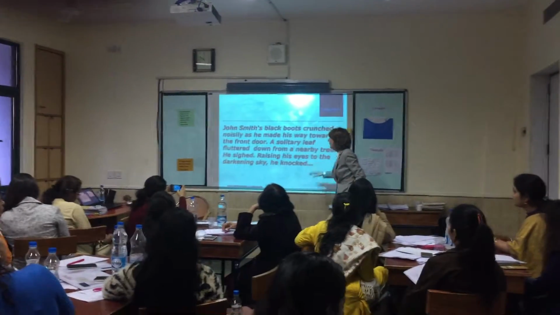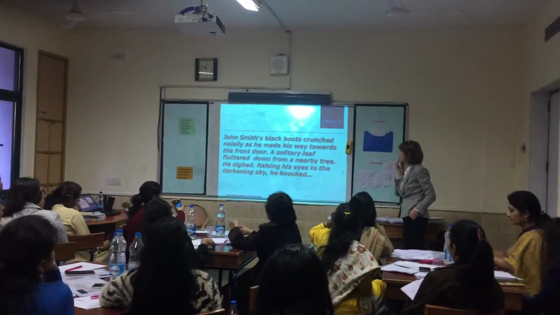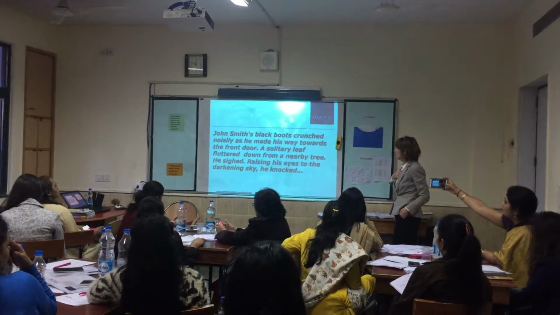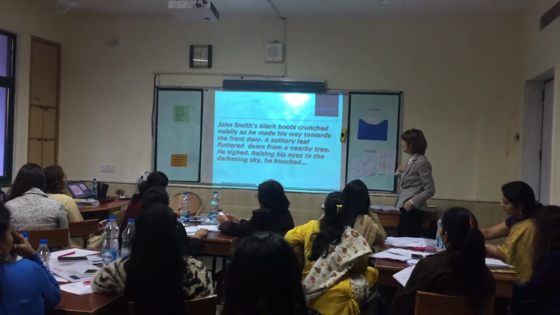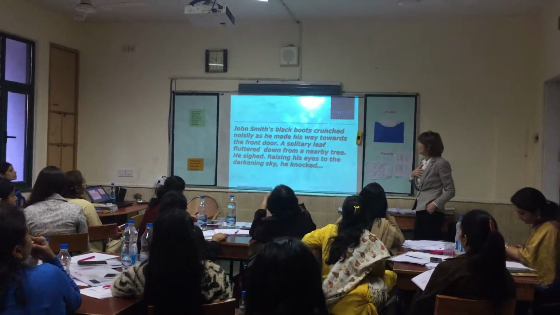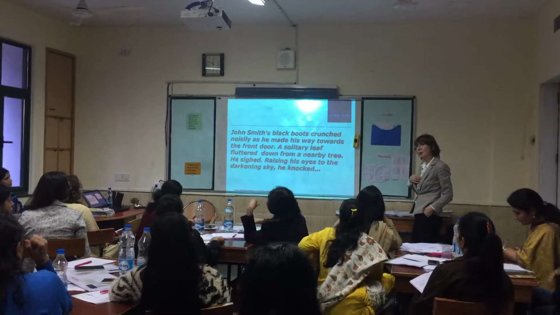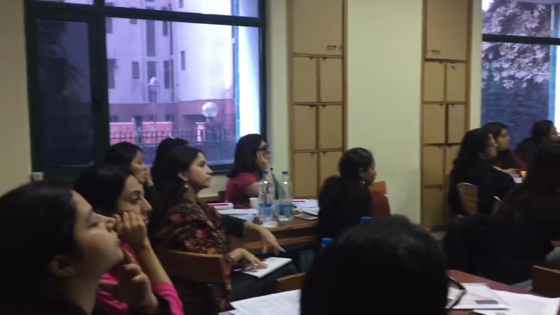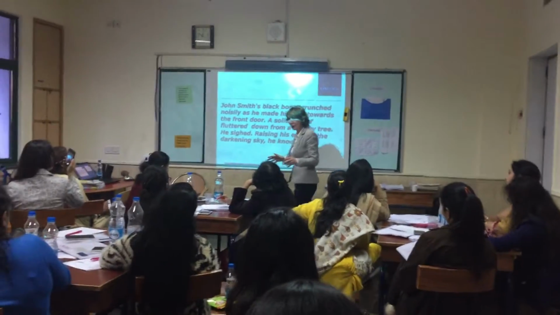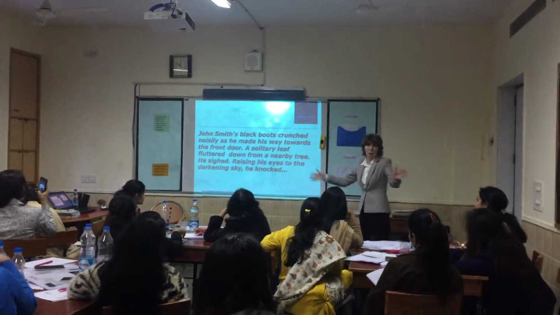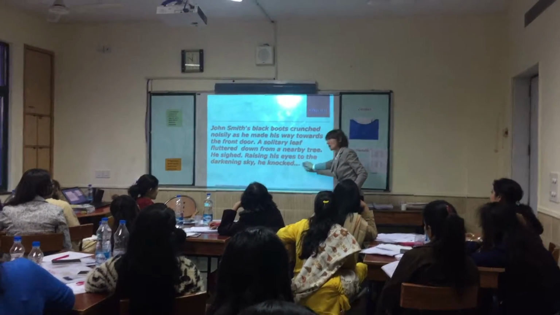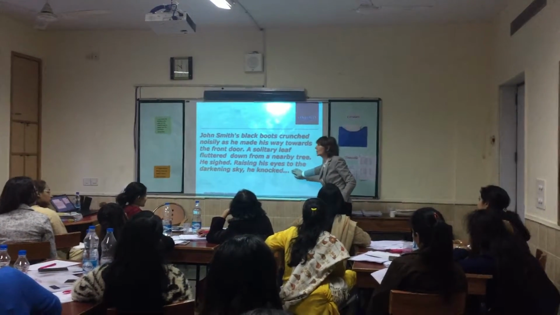But here's another way. John Smith's black boots crunched noisily as he made his way towards the front door. A solitary leaf fluttered down from a nearby tree. He sighed. Raising his eyes to the dark blue sky, he knocked. Now, another technique I teach is simply to have a character, in the first paragraph, walking towards an entrance of some kind. You can do whatever you like once he gets there. And he just has to get to the door, or he or she, and knock.